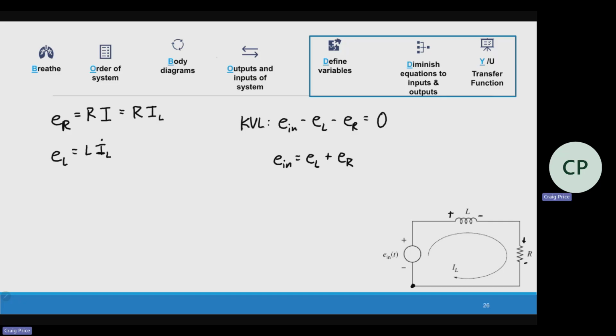Yeah, there's just one current. It doesn't split anywhere, so we don't have any nodes where it splits. Therefore, nothing like that. So for our diminished, I guess I keep it all on one slide.